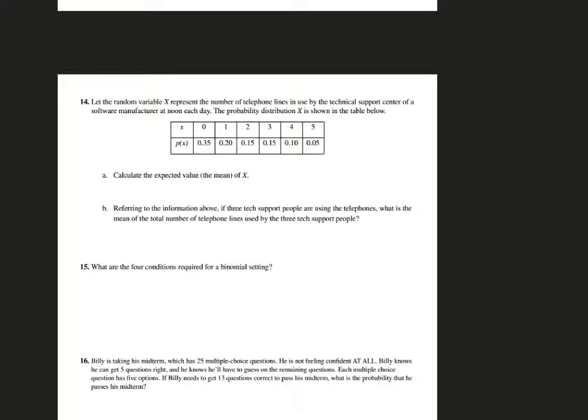All right, 14. This is another expected value problem. So in this case, to calculate the expected value, it's going to be 0 times 0.35 plus 1 times 0.20 plus 2 times 0.15 plus 3 times 0.15 plus 4 times 0.10 plus 5 times 0.05. So when we put that all in our calculator, we should get an expected value of 1.6.